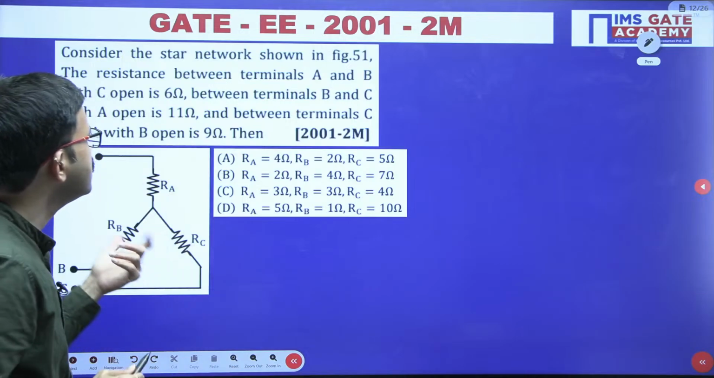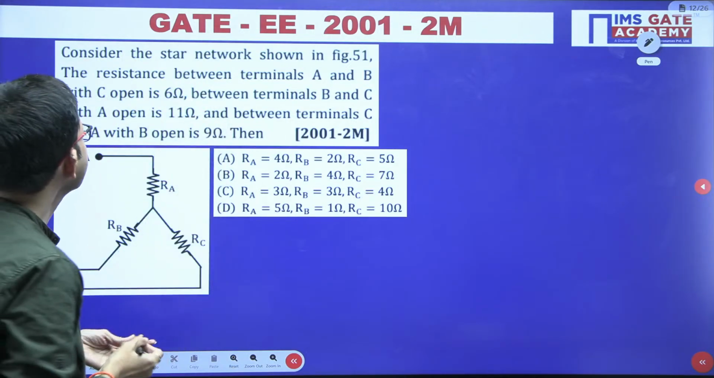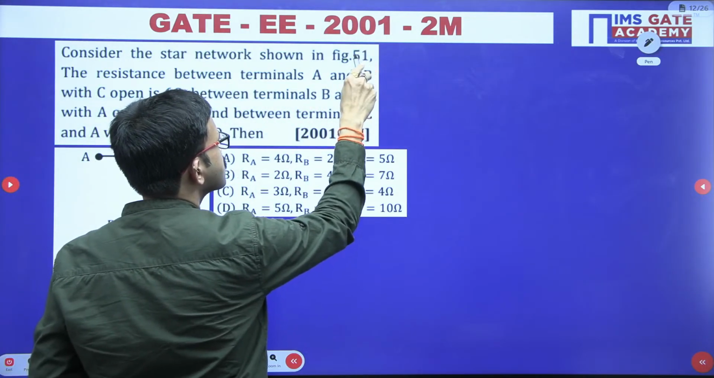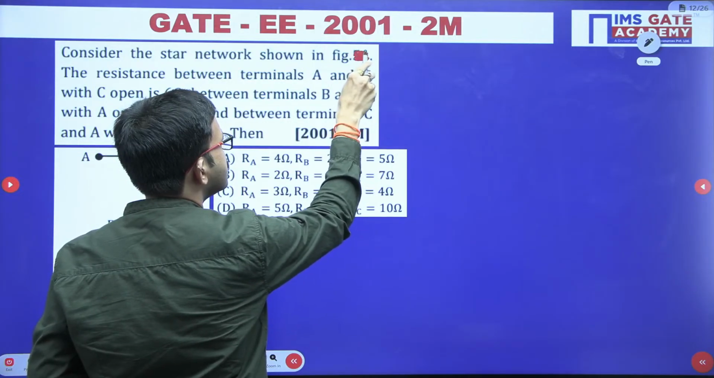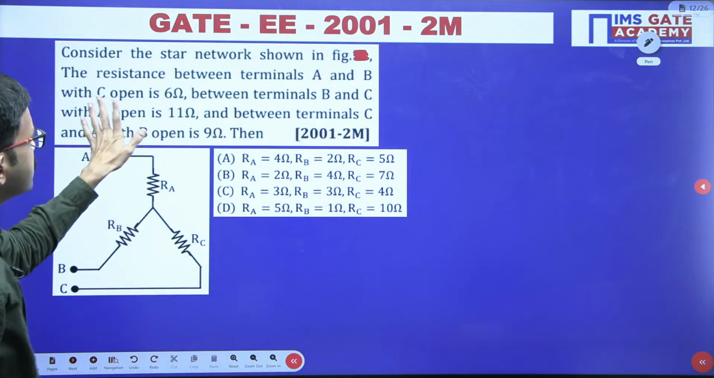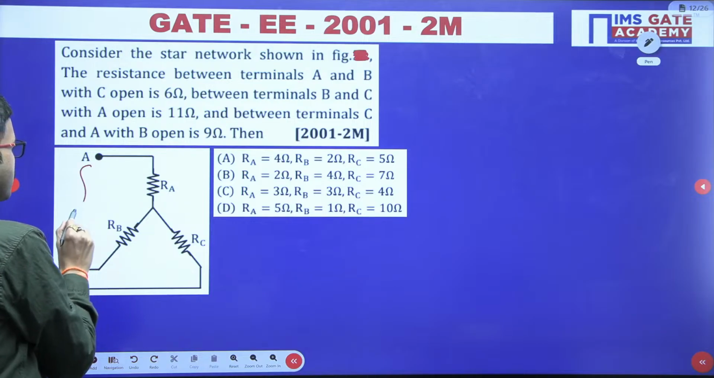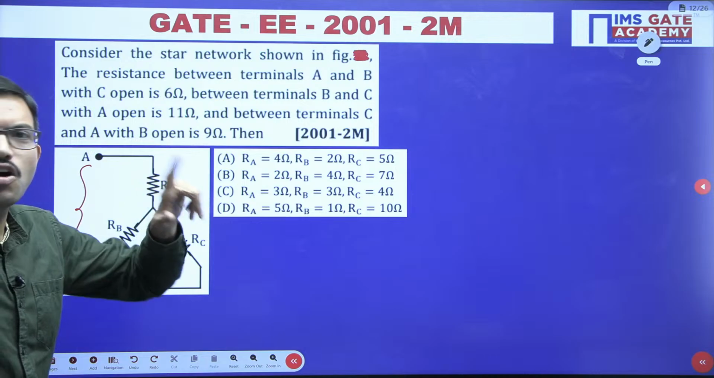How can we solve it easily based on series? Just read the question, and from there you will get clarity. Consider the star network shown in the figure. The resistance between terminals A and B, with the C terminal open. Now all of you respond.